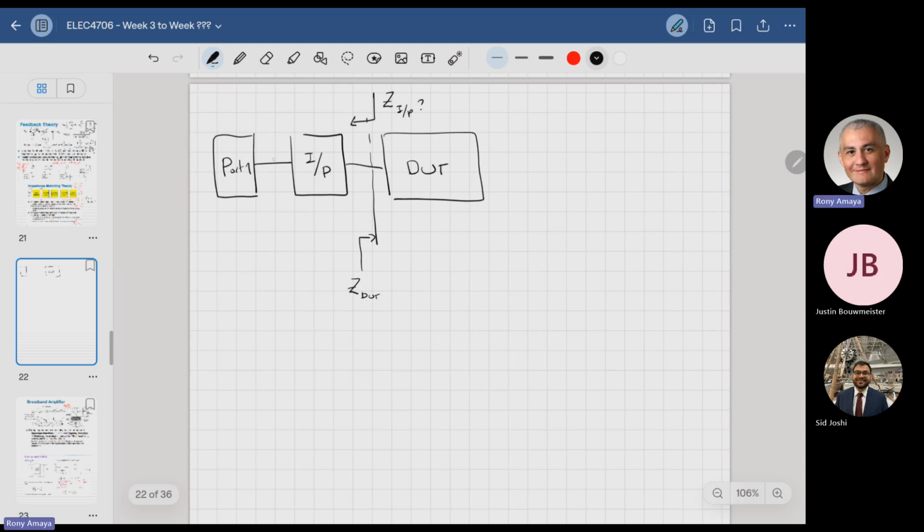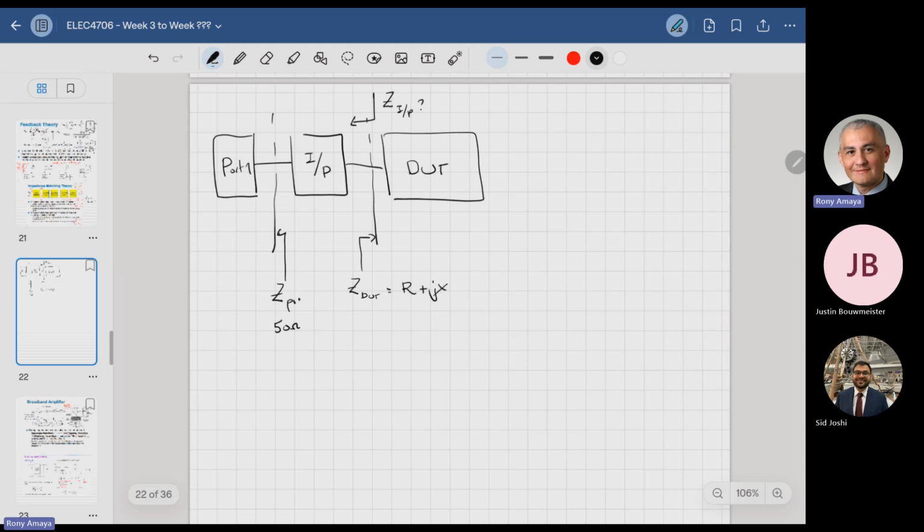And then the actual port, if I do this on this side as well, likes to see a Z_port1. By definition, most ports are 50 ohms. So let's say Z_P1 is equal to 50 ohms. And let's say Z_DUT is equal to some value, which is R plus jX, right?